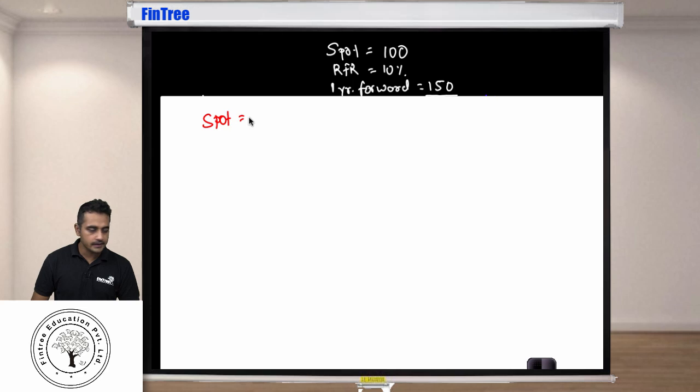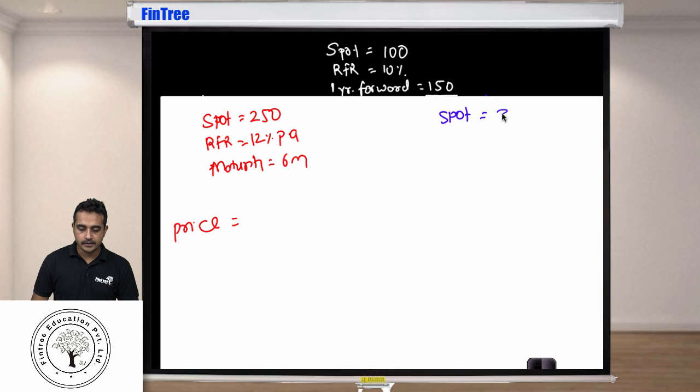Let us say spot price is 250, RFR is 12% per annum, and your maturity is 6 months. Find out the no arbitrage forward price.